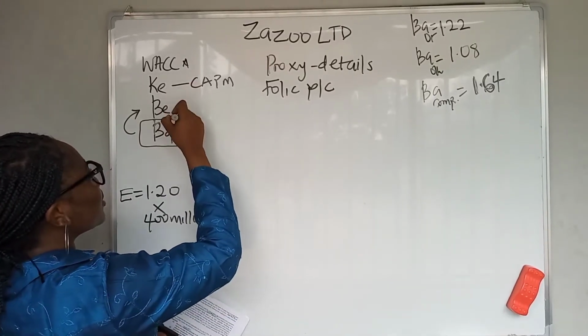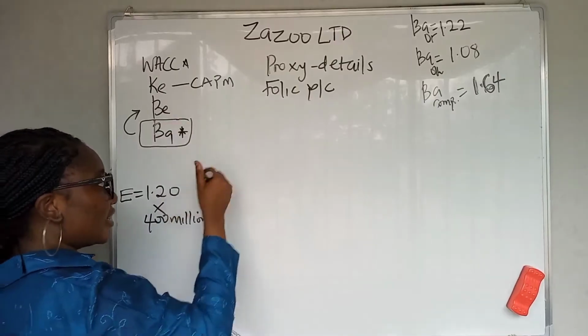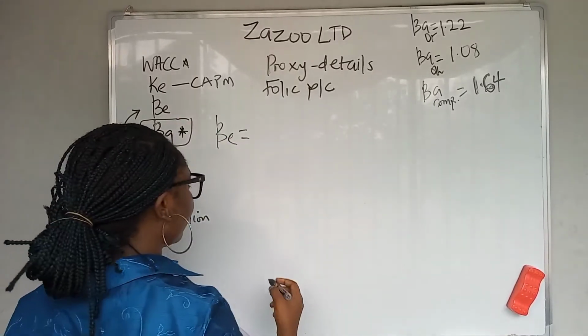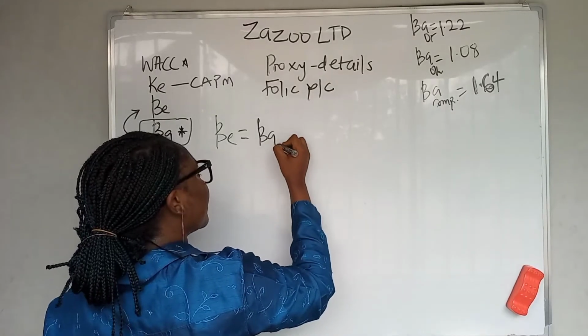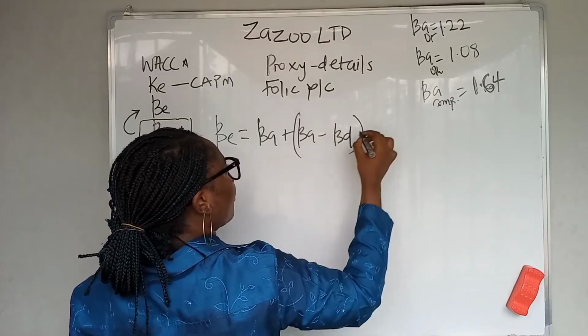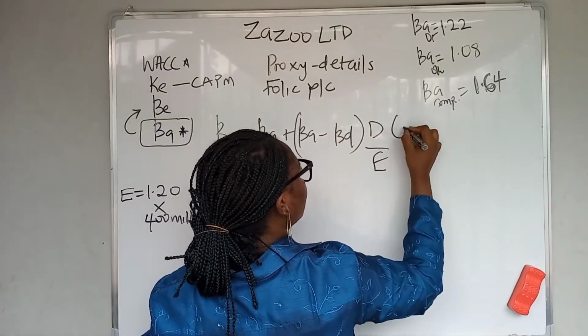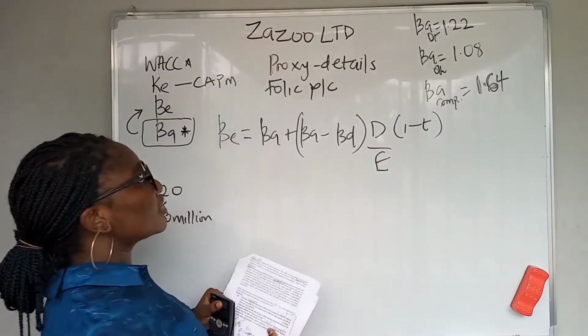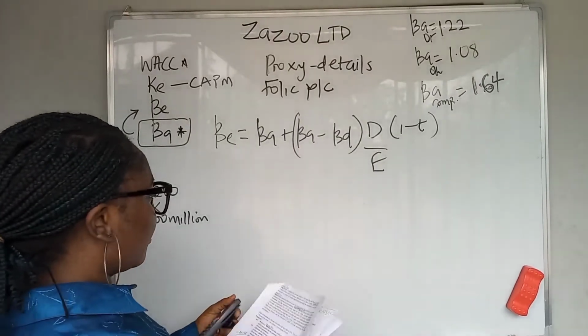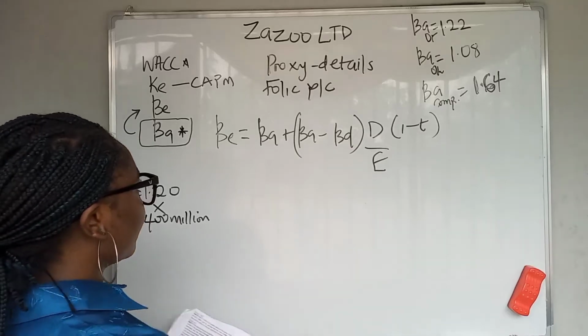Now when you are trying to get the equity beta, what you are trying to do is that you are trying to regear. You are trying to regear. So that will be BA plus (BA minus BD) times D over E into (1 minus T). We have learned this formula in previous classes. We have used it very well. So this is the formula to regear.